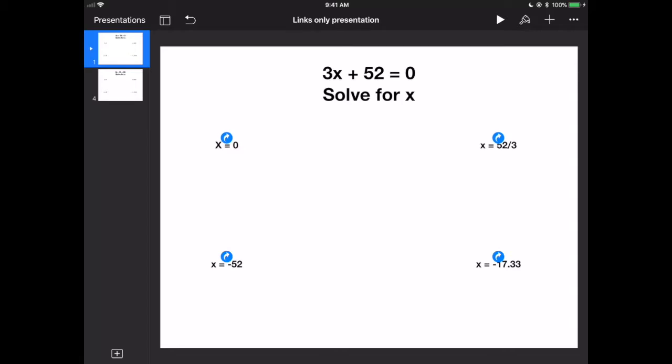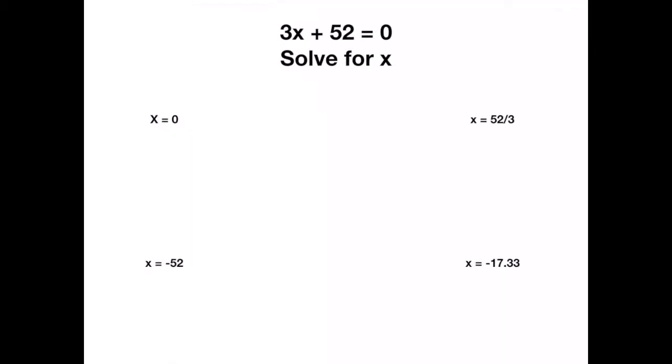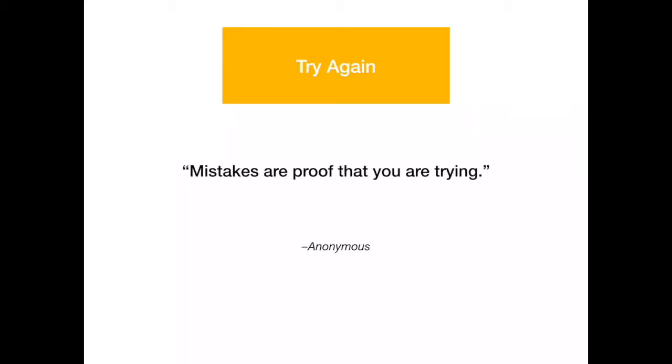Okay, so let's see how this works out. I'm going to play my presentation. I have this question, and I should probably have put something like "tap on the correct answer" to give them a little more guidance on what to do. But let's say I tap on this first x equals 0. It takes me directly to a slide that tells me that I'm not correct.